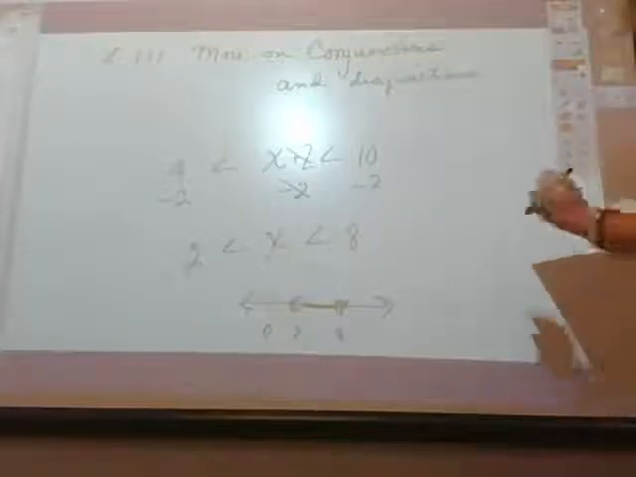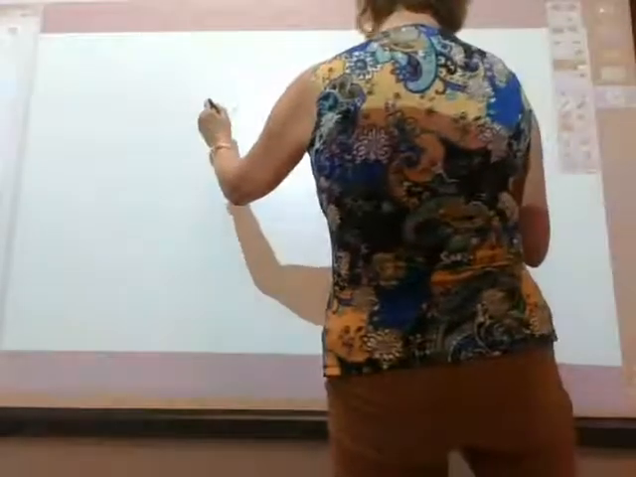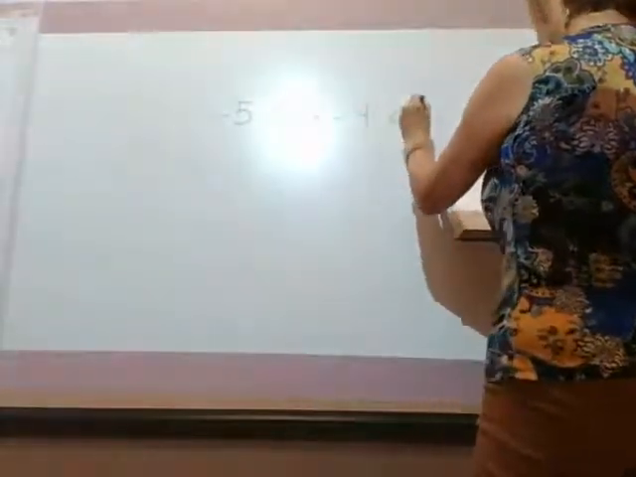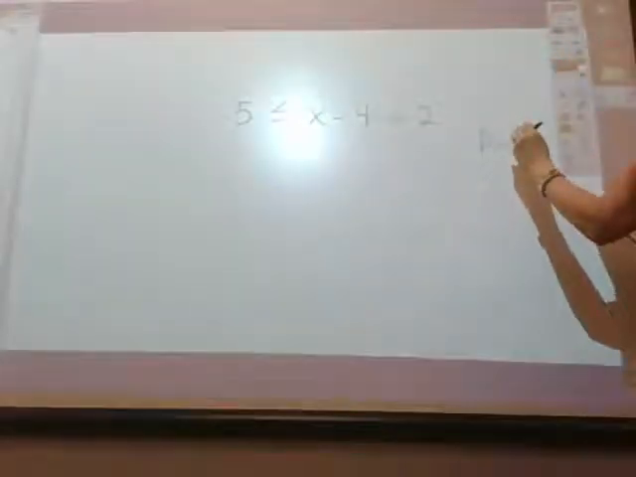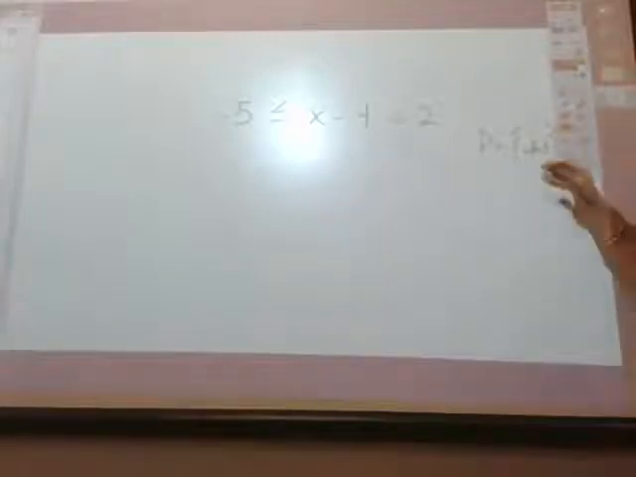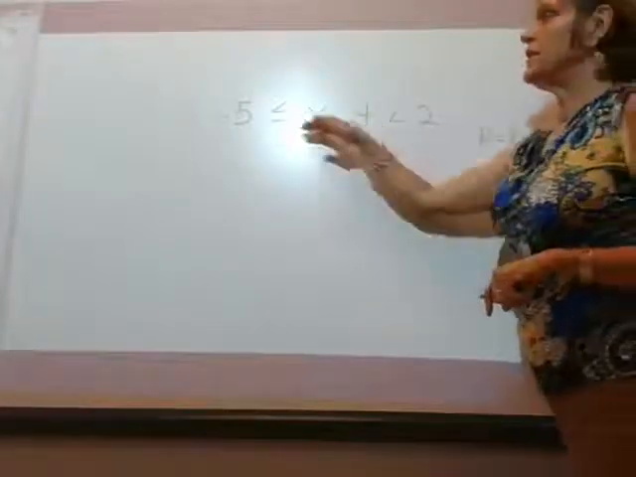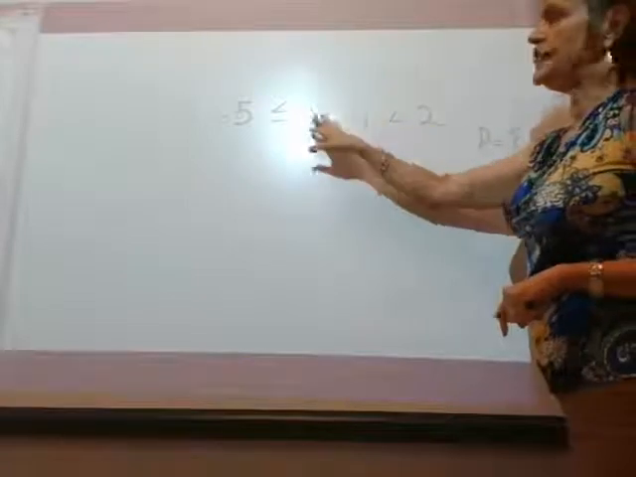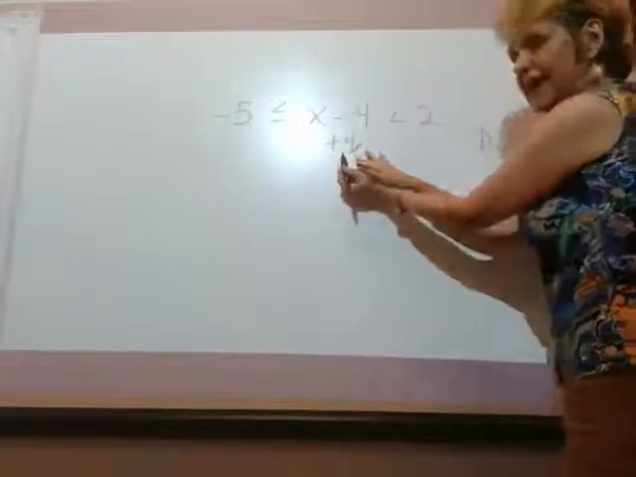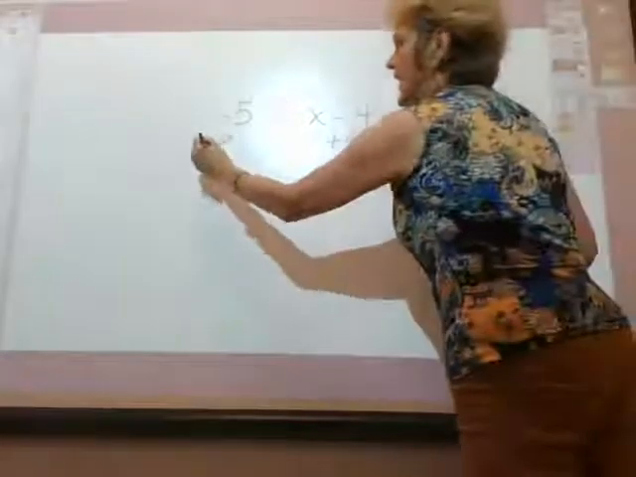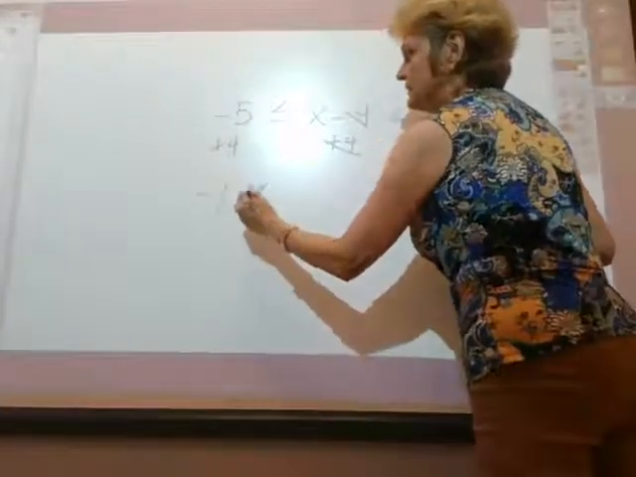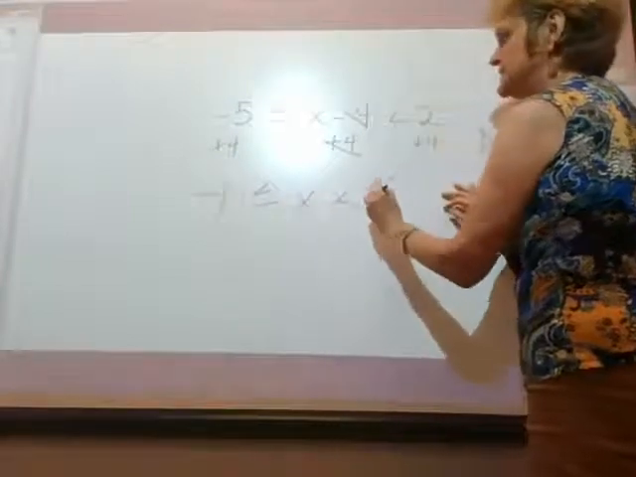Let's do one that's a little bit more involved. The first example, I'm on page 468. And you will want to pay attention to whether the domain is real or integers. All right, so in this example, the domain is integers. All right, so we've got our conjunction. We want to isolate the x. We don't want it subtracting 4, so we're going to add 4. So we added here, we added here, and we added here. Okay, so -1 less than or equal to x less than 6.